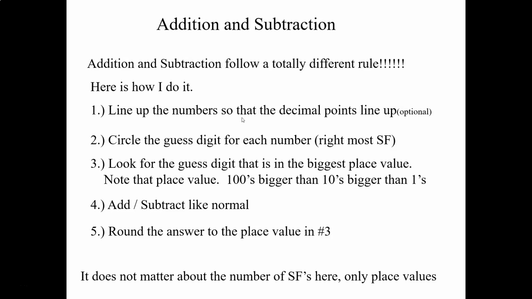I'm going to take the numbers and line them up so the decimal places line up. I'm going to circle the guess digit in each number. I'm going to look for the guess digit that's in the biggest place value. I'm going to add or subtract like normal, and then I'm going to round my answer to the place value that I found out in the third step.